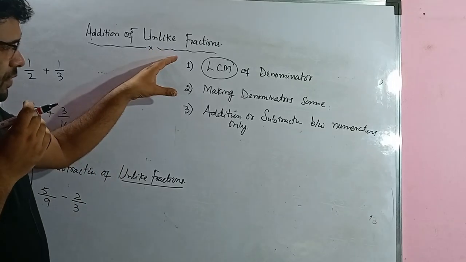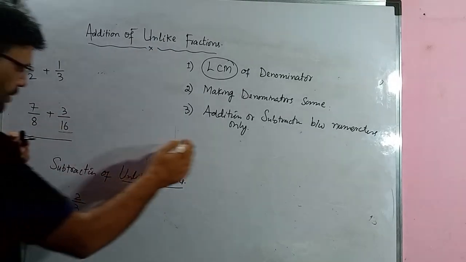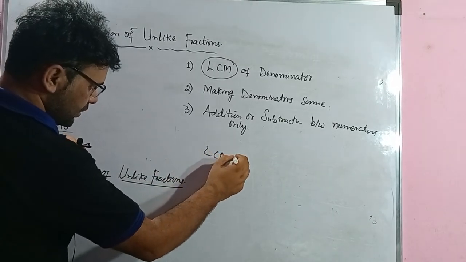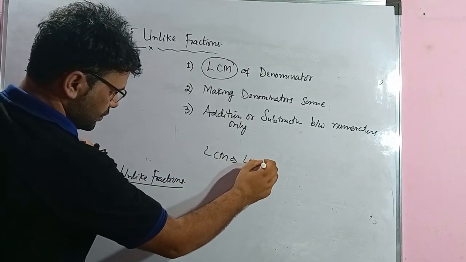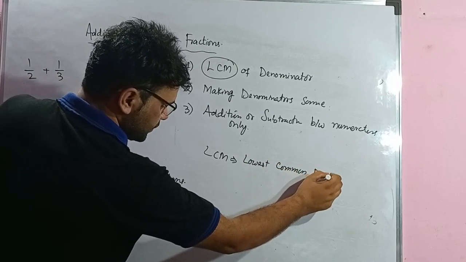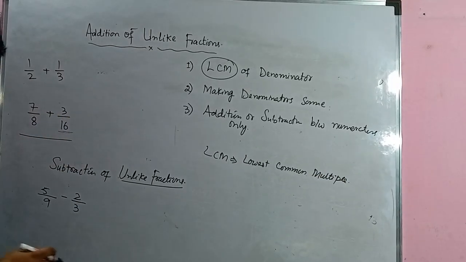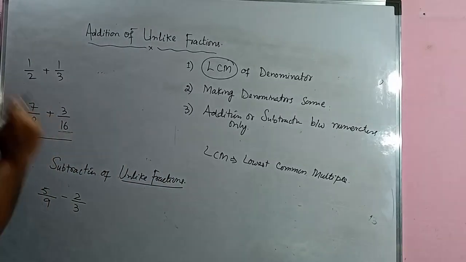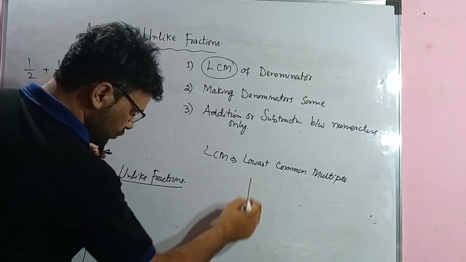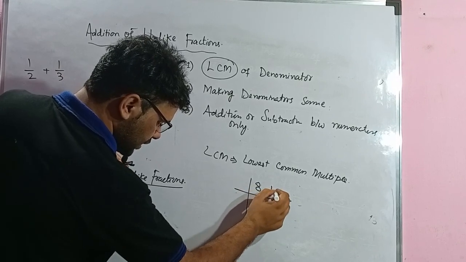Now you can see the first point, it is the LCM of denominators. First we will learn what this LCM is. LCM stands for lowest common multiple. If I have 8 and 16 here, what is the lowest common multiple? I have a rule here. 8 I will write here, 16 I will write here.